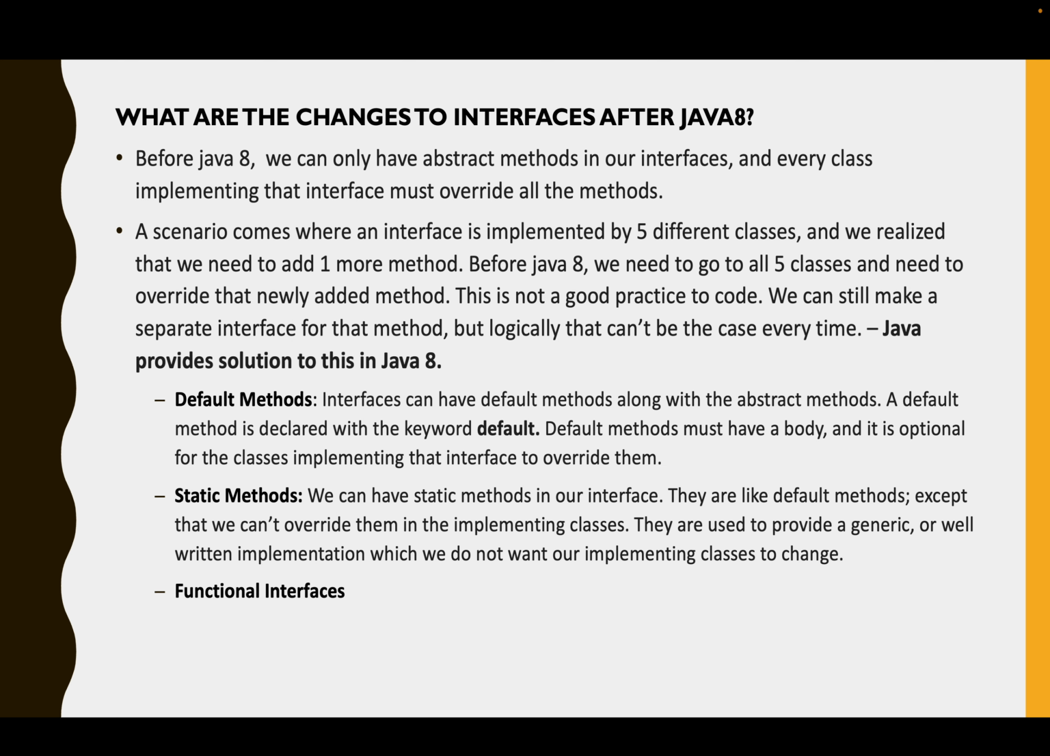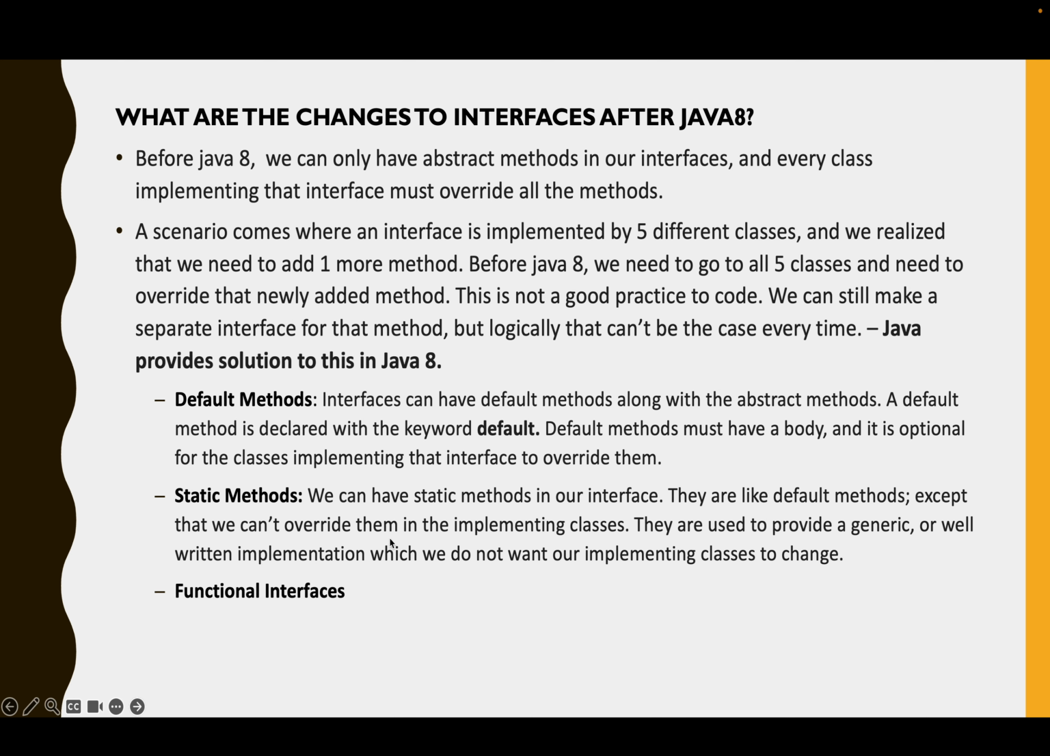Suppose class A and class B implement an interface. Class A can override this default method. Class B, if it is not required, has no need to override that method. It is not mandatory. How is this problem solved after Java 8? After Java 8, we can add that one more method, which I realized very late, as a default method along with the implementation, so that the classes implementing the interface can override it or not.